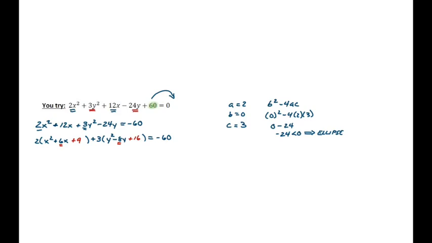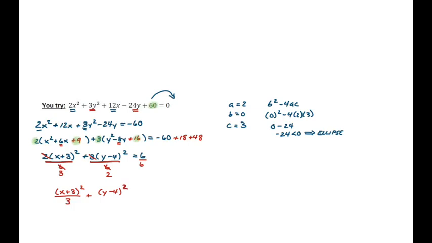So now, in terms of what I add to the right side, I don't add 9, I actually add 2 times 9, which is 18. And instead of adding 16, I add 3 times 16, which is 48. So now that those are perfect squares, I can write them as factored binomials. So 2 times (x plus 3) quantity squared plus 3 times (y minus 4) quantity squared is going to equal 6. And to finish this, I would have to divide everything by 6. And the 2 and the 6 reduce to a 3, and the 3 and the 6 reduce to a 2. And 6 over 6 is 1. So my finished answer is (x plus 3) quantity squared over 3 plus (y minus 4) quantity squared over 2 equals 1.